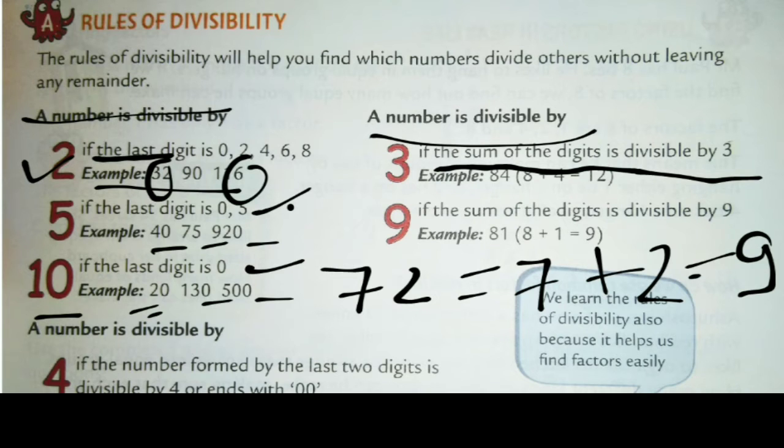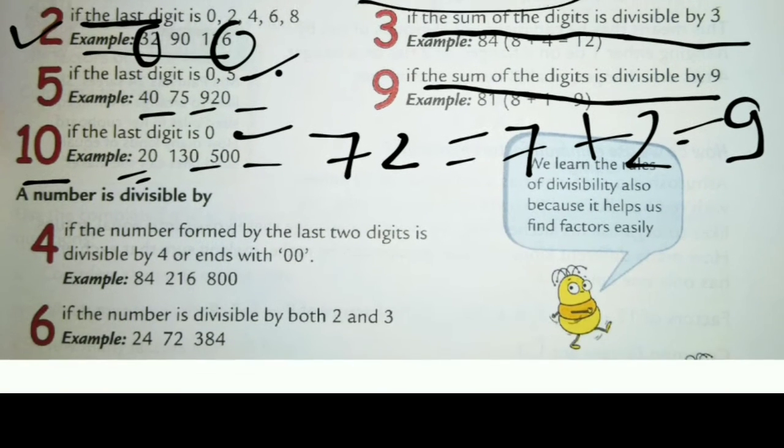Yes. Next, for 9, if the sum of the digits is divisible by 9, it means it should come in the 9 table only, like 9, 18, 27, like this. So 81. 81 means 8 plus 1, which is 9. So can 9 come in the 9 table? Yes.